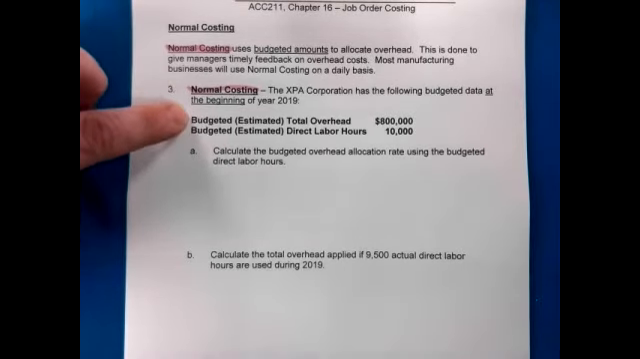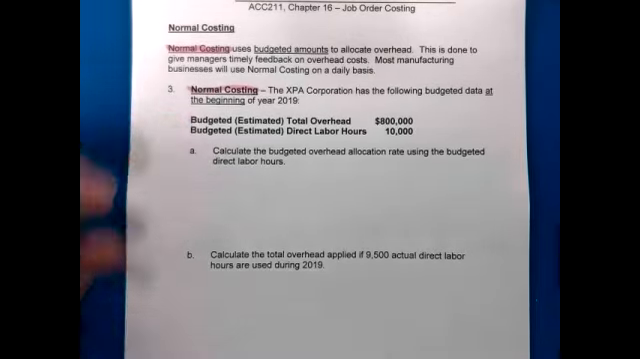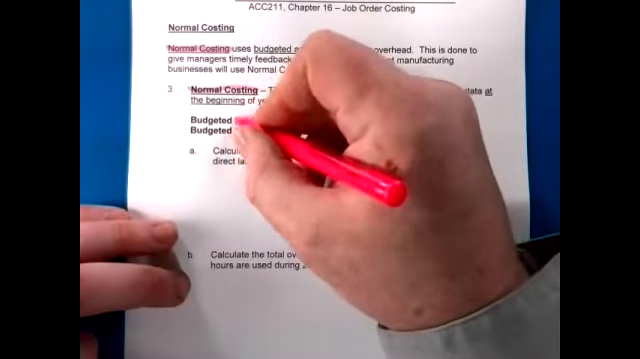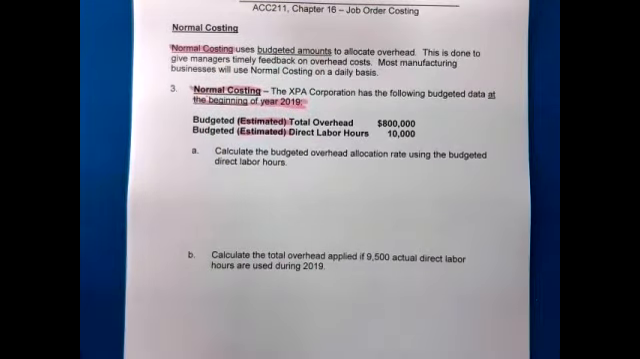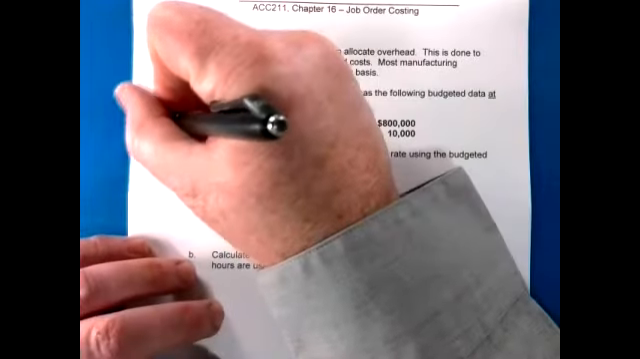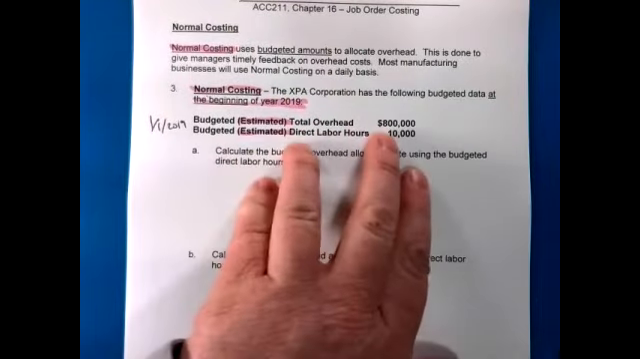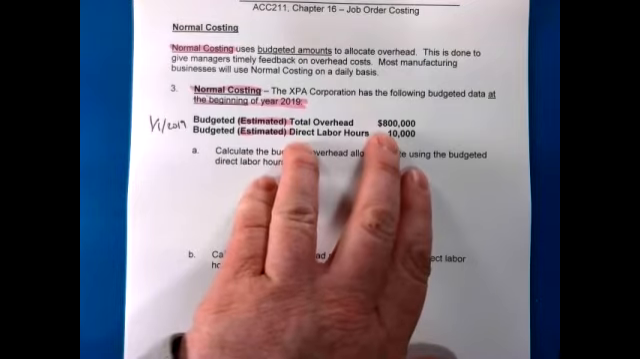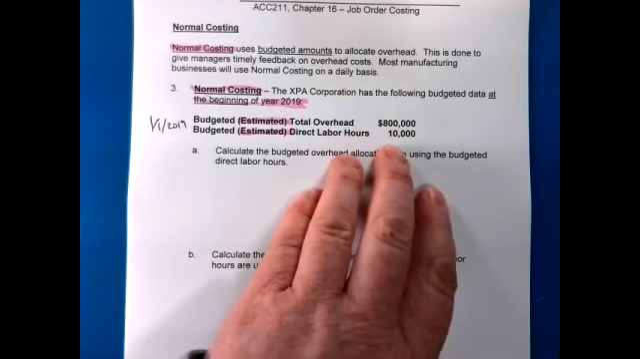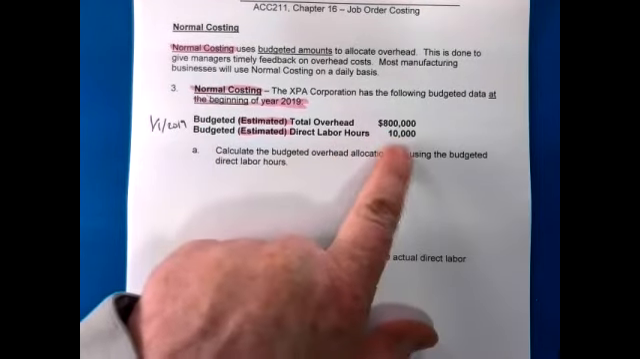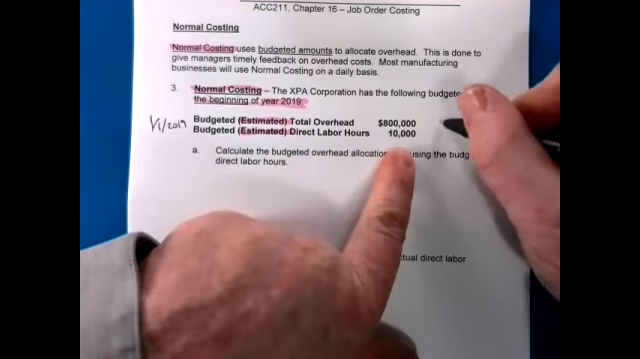So you have this estimate of overhead. So this is an estimate, and you make these at the beginning of the year. So if it's 2019, this would have been made on 1/1/2019. You'd say, okay, what do we think our overhead is going to be for the next year? Maybe look at last year, see what the overhead was, whatever it is. And the budgeted direct labor hours. So this will be our labor hours. And this is what we're going to use to apply the overhead.